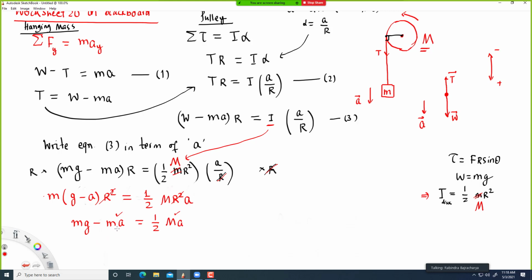So again, the thing we want to do here is to put the terms with a on one side and the terms without a on the other side. So mg, keep that on the left side, and then take this ma to the right: 1/2 capital M a plus small m a. Now you can take a common, so 1/2 big M plus small m. And now write this in terms of small a. That's what we are looking for.